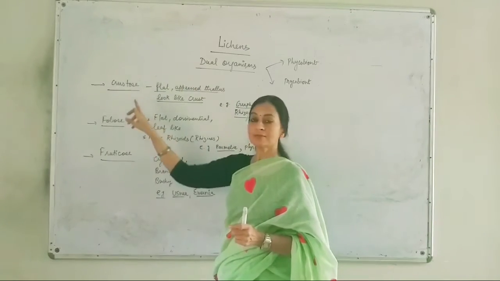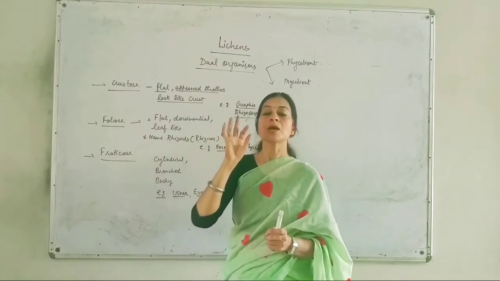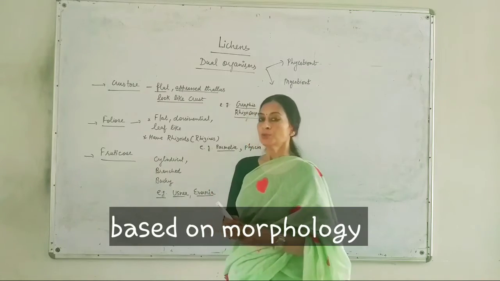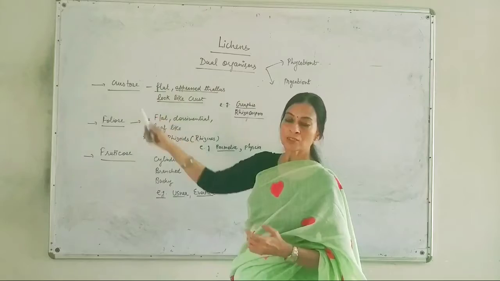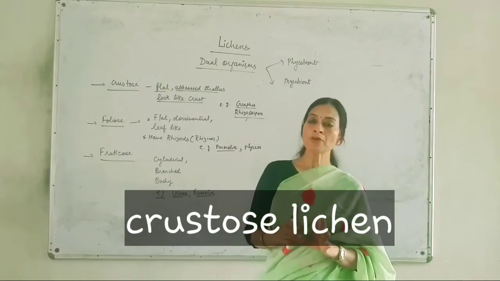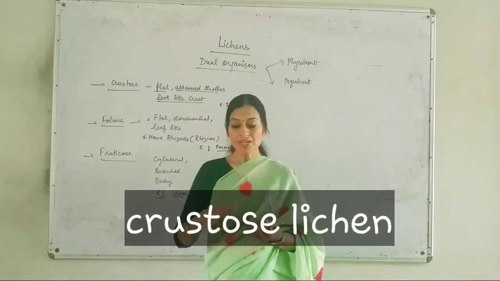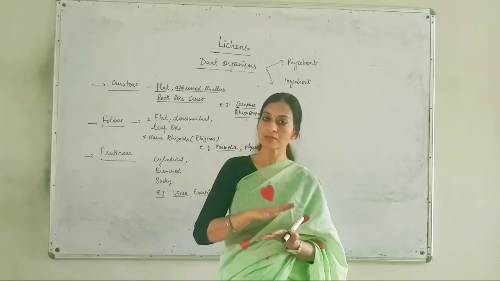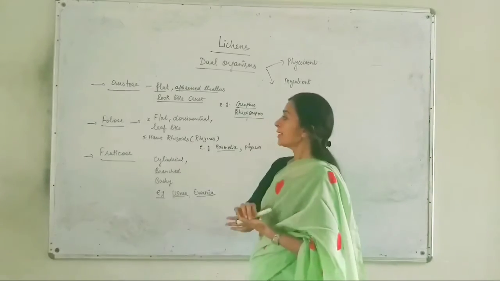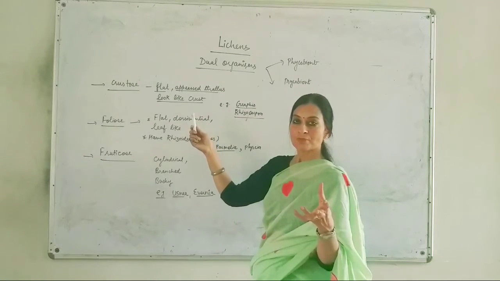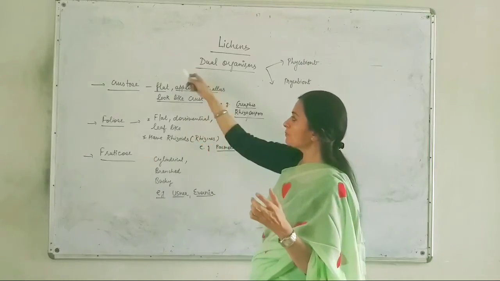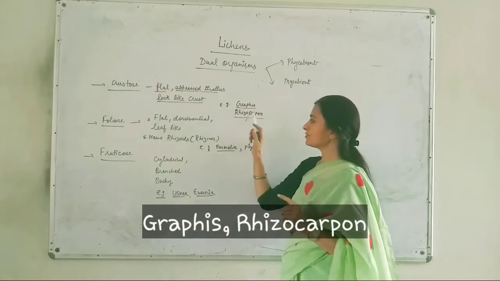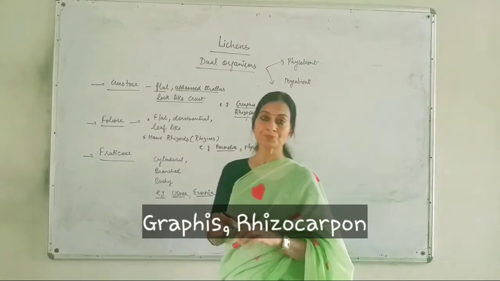Now this lichen can be of 3 types according to morphological appearance, meaning how they look. The first type is crustose lichen. Crustose lichens have a flat and appressed body, and they look like a crust. This type of appearance makes them crustose lichens. Examples are Graphis and Rhizocarpon.